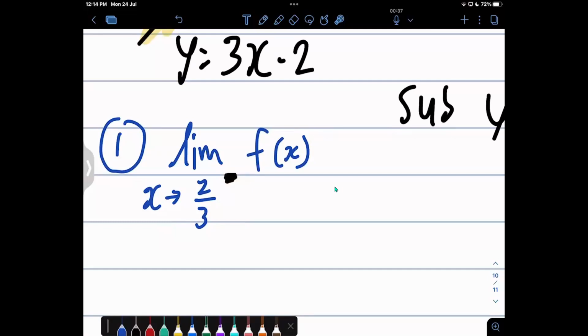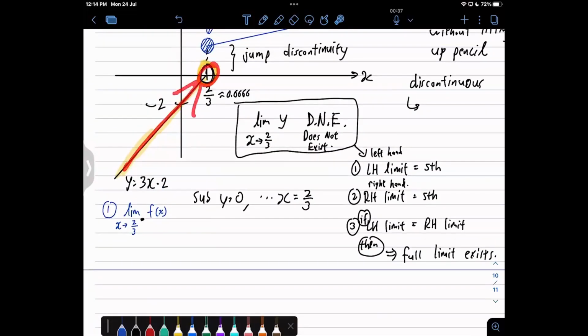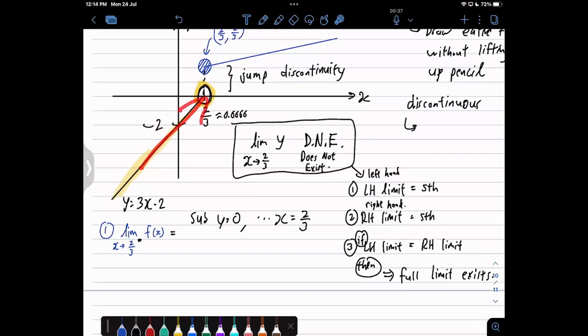Okay, so that is describing the left-hand limit, meaning that you approach x equal to 2 over 3 from the left. The minus sign means you put in values of x which are always slightly smaller. Minus sign means smaller than 2 over 3. And you realize that the limit is what? It's the y value which the graph is approaching from the left.